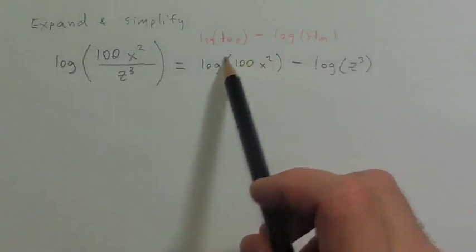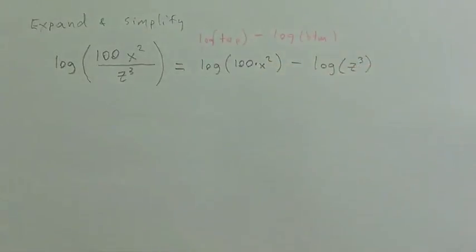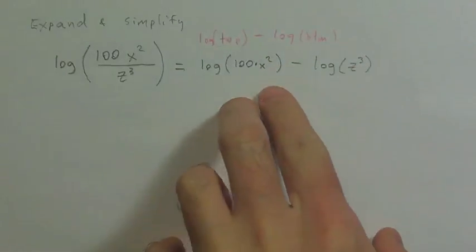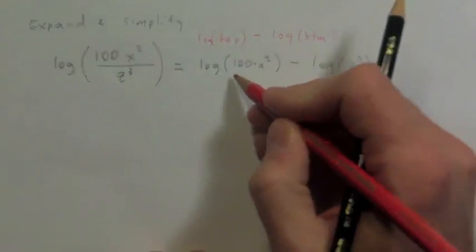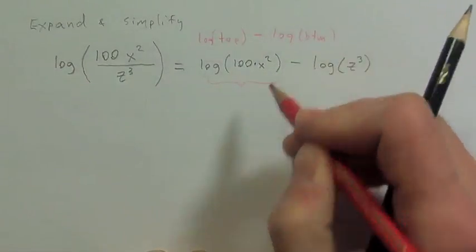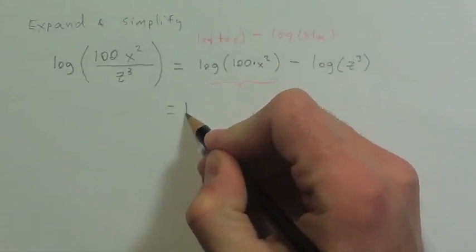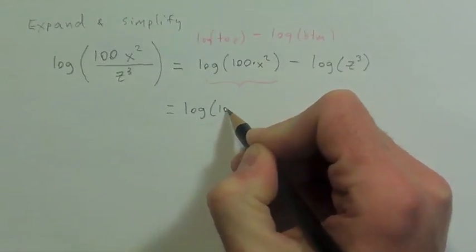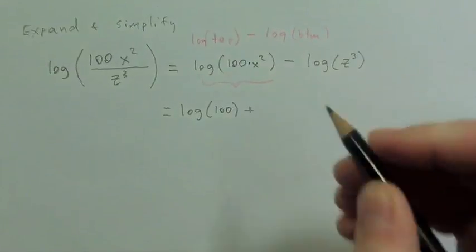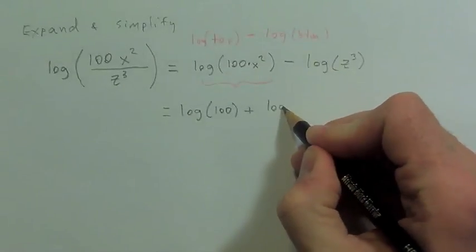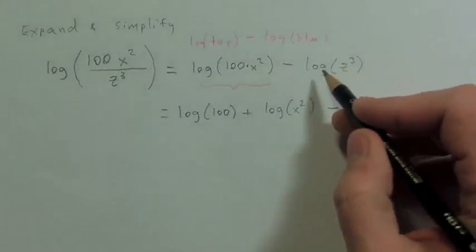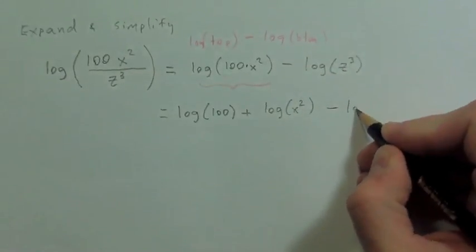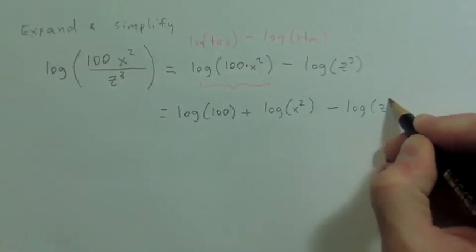Now in this one, I now have a product. I have two things multiplied together. So I'll break that up using addition. This one can now be broken up as log of 100 plus log of x squared. And I'll leave this alone for right now. I'll just say that that's minus log of z cubed.